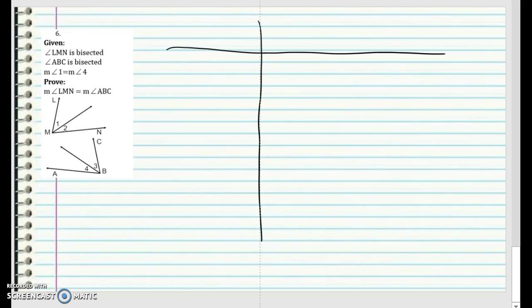And now number 6. Number 6 is probably the most challenging on the assignment today. So I know that LMN is bisected. I know that ABC is bisected. And I know that 1 equals 4. I want to prove that these two big angles are in fact congruent. This is really combining a lot of the different rules that we've already talked about. In this particular proof, there are a lot of ways to do it.